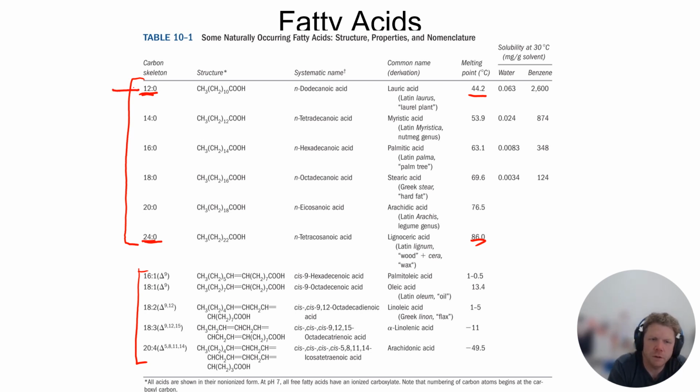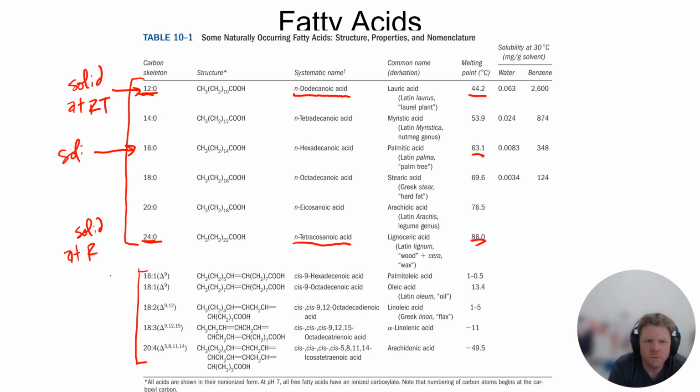I think that it's helpful to always say, okay, if you had a sample of N-dodecanoic acid, well, that is going to be a solid at room temperature. If you had N-tetracosanoic acid, well, that's going to be a solid at room temperature. Then what I'd like you to do is look at 16 carbons, 63 degrees Celsius. Yes, definitely a solid. All of these saturated fatty acids are a solid at room temperature.